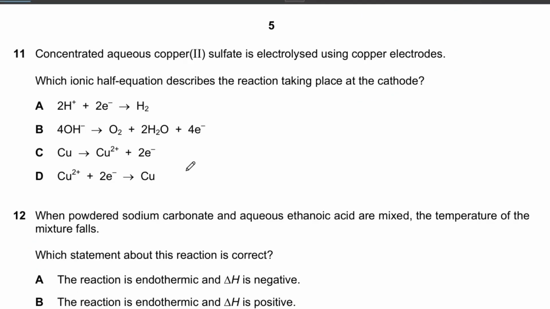Question 11. Concentrated aqueous copper 2 sulfate is electrolyzed using copper electrodes. Very important, you underline this. Which ionic half equation describes the reaction taking place at the cathode? At our cathode, reduction takes place. And what is reduction? Reduction is gain of electrons. That means copper ion is going to gain electrons to become copper. So therefore, our answer is D.